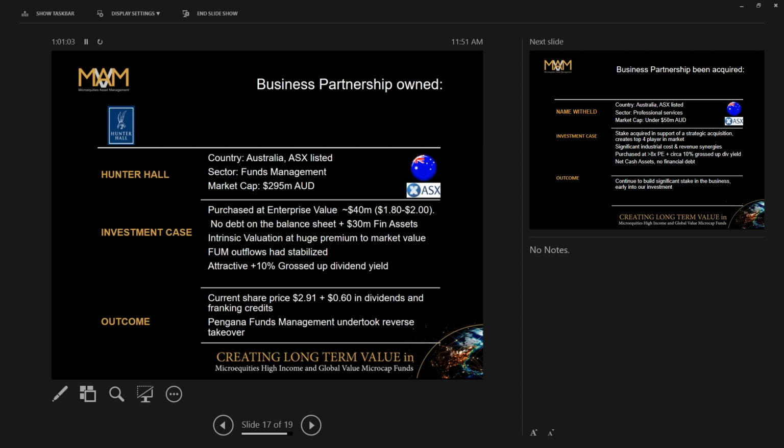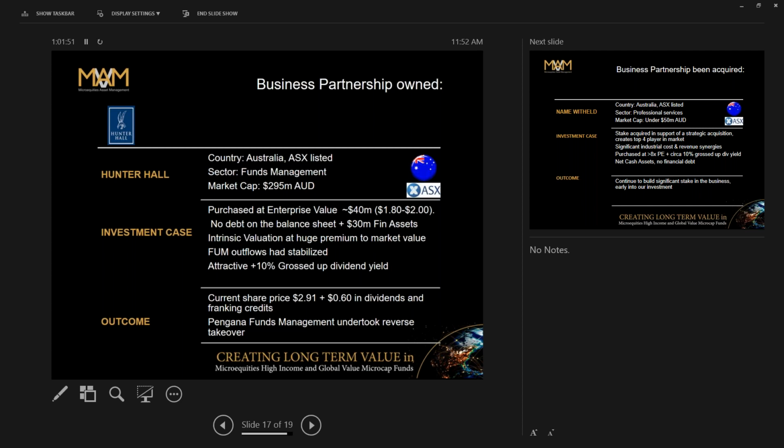Now, at the time, Hunter Hall had just over $1 billion in funds under management. And obviously, funds management businesses are right at the epicenter of our core expertise. We run a funds management business ourselves, so we are very well versed in being able to assess key fundamental features of the business model and attributes, and we're well placed to understand the likely evolution of a business in the funds management space. So, key competency. We bought the business on a very attractive grossed up dividend yield of over 10%, and we bought it at a time in which its net outflow patterns were actually beginning to stabilize.